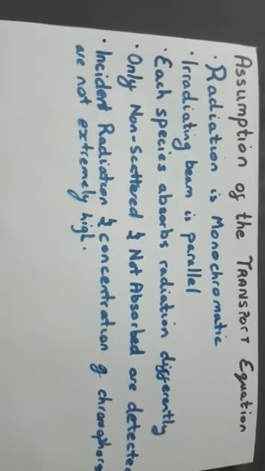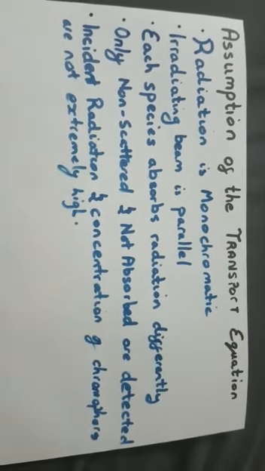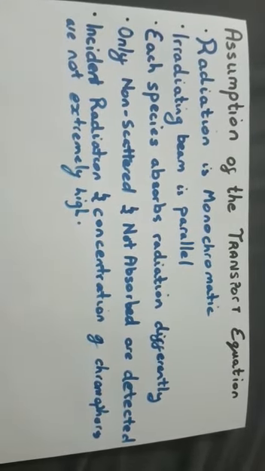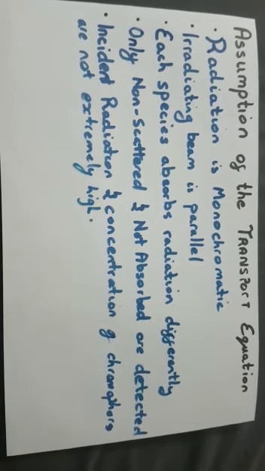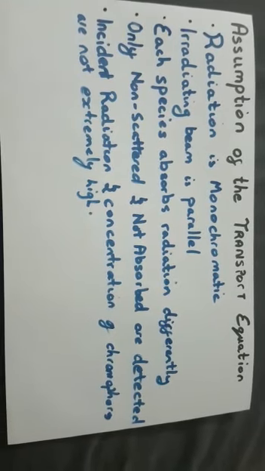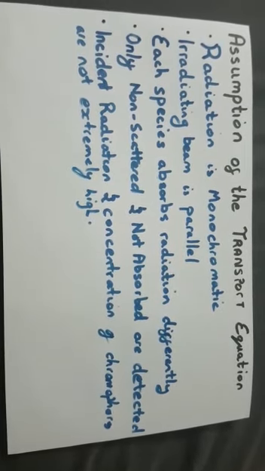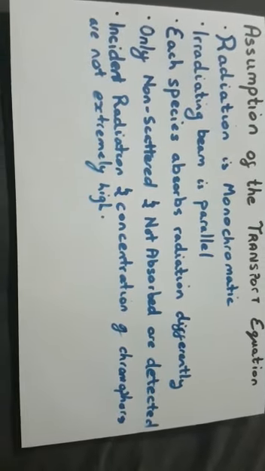The assumptions of the transport equation are that the radiation is monochromatic, the radiating beam is parallel, each species absorbs radiation differently, and only non-scattered and non-absorbed radiation is detected. Incident radiation and concentration of chromophores are not extremely high.